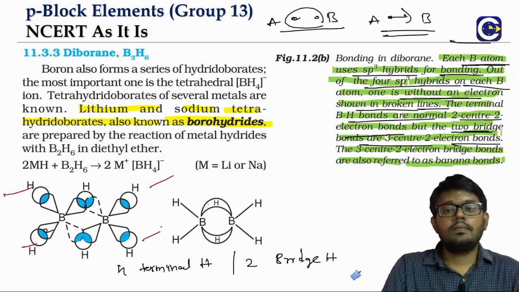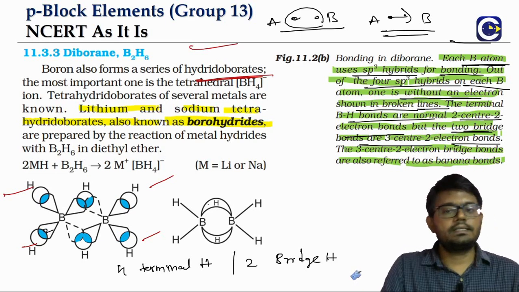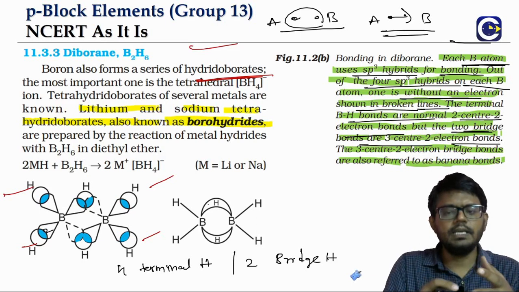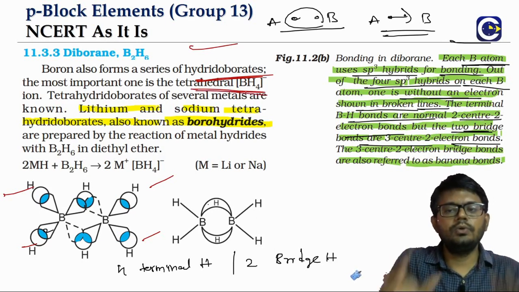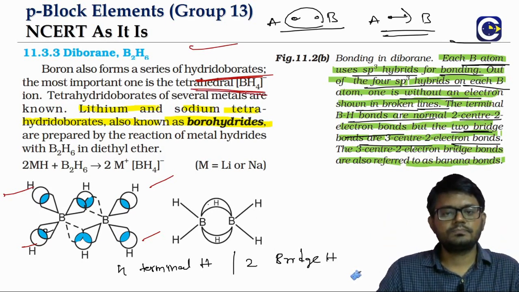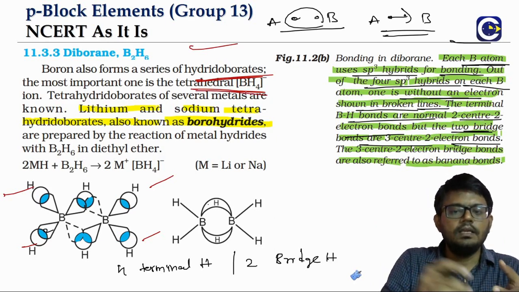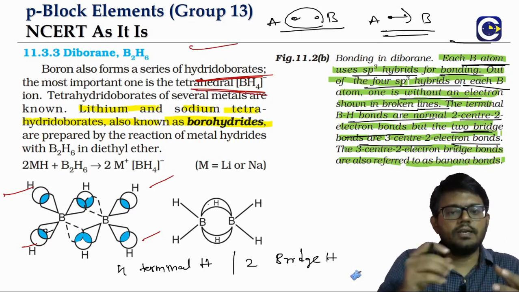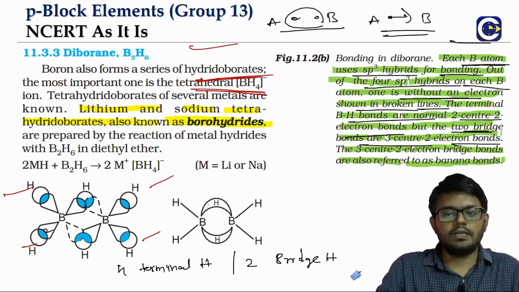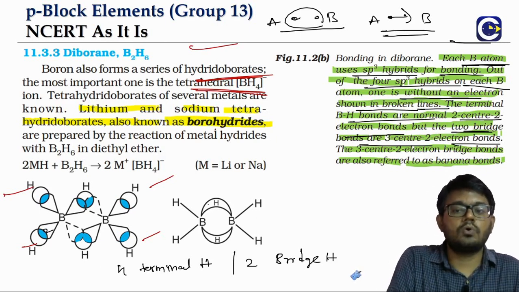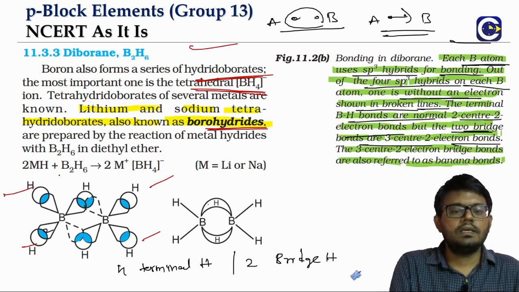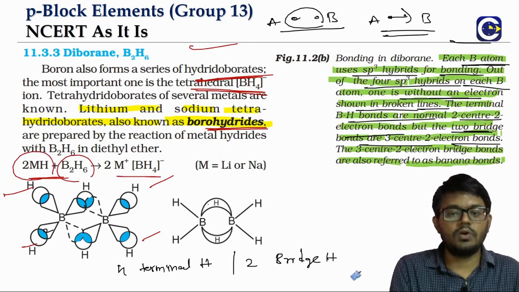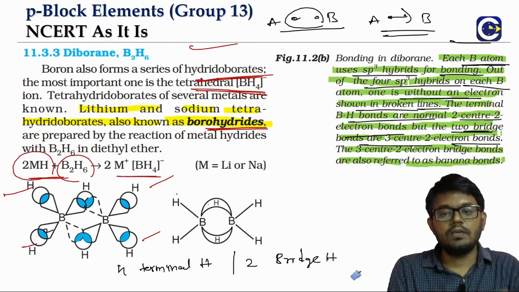Now boron will be able to form hydridoborates. What are hydridoborates? Basically, the tetrahedral units of BH4 minus ions. When you have lithium, we can have lithium hydridoborate or sodium hydridoborate. All these, we can also call them borohydrides. Whenever you have diborane reacting with the corresponding metal hydride, we will get these hydridoborates. We also call them what?